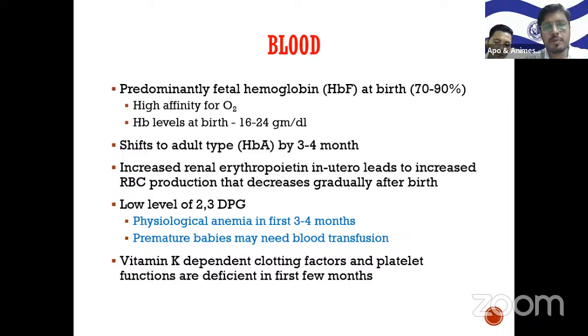In premature babies, it is more profound, as their erythropoietin levels are already low, and they even decrease after birth. So it may even lead to the point that we have to transfuse blood in preterm neonates. In the coagulation system, vitamin K dependent clotting factors are reduced or deficient, and platelet functions are deficient or immature, while platelet numbers are quite good.